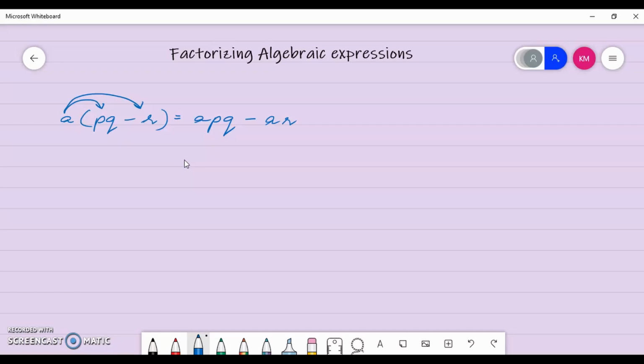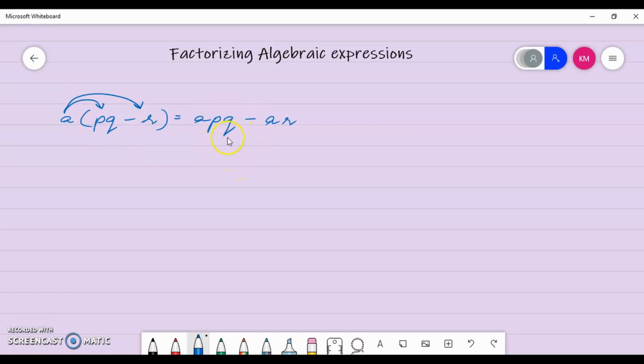Now, factorization is actually the reversal of the process of removing brackets. So what we can do is take this expression on the right hand side and use factorization to get back this expression on the left hand side. In order to do that, we need to find the HCF of our terms.